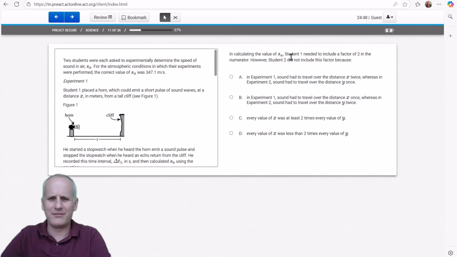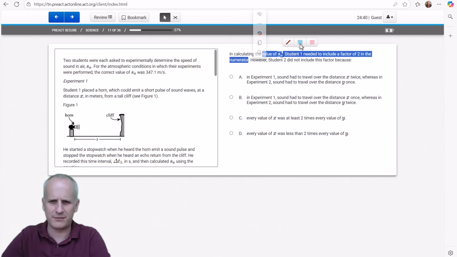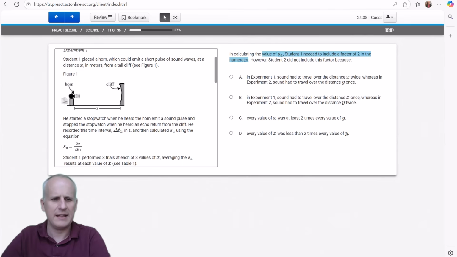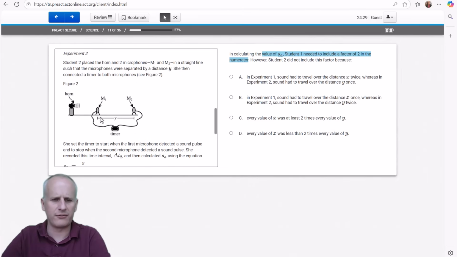Here we've got, in calculating the value of SA, student 1 needed a factor of 2 in the numerator. However, student 2 did not include this factor because of something, and we should have recognized already that the issue here is in figure 1, you've got to go from the horn to the cliff and back. In figure 2, we go from microphone 1 to microphone 2 and are testing just the microphones on either end. So student 1's experiment, the sound has to travel the same distance twice, whereas experiment 1 only had to do it once, so choice A matches that correctly. Again, hopefully if you could proactively identify this as the correct answer, you don't really even need to go into the other choices.